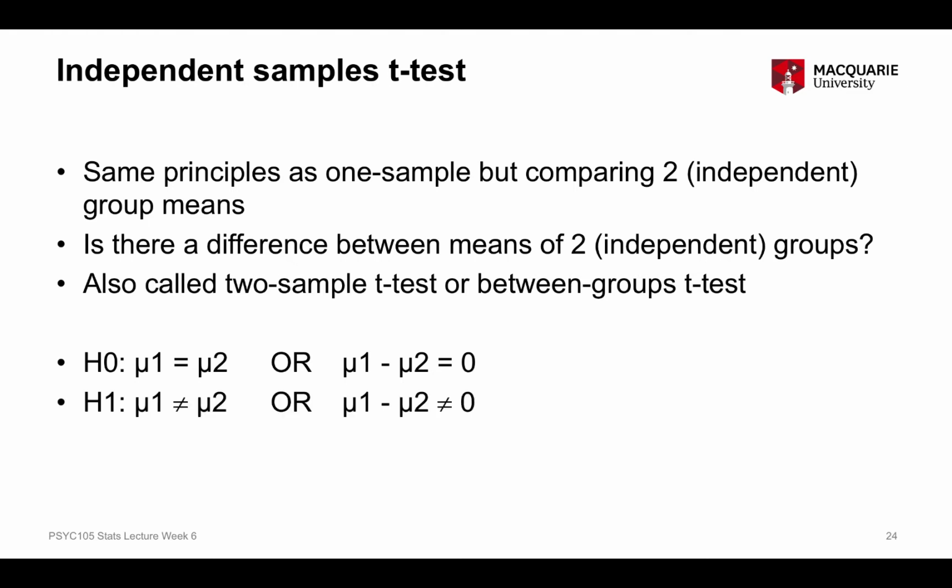The alternate hypothesis, again, can be represented one of two ways. On the left-hand side, we're saying that the mean score for group 1 is not equal to the mean score for group 2. And on the right-hand side, we're saying the difference between the mean score for group 1 and group 2 is not equal to 0. So that's our null hypothesis, and that's our alternate hypothesis.